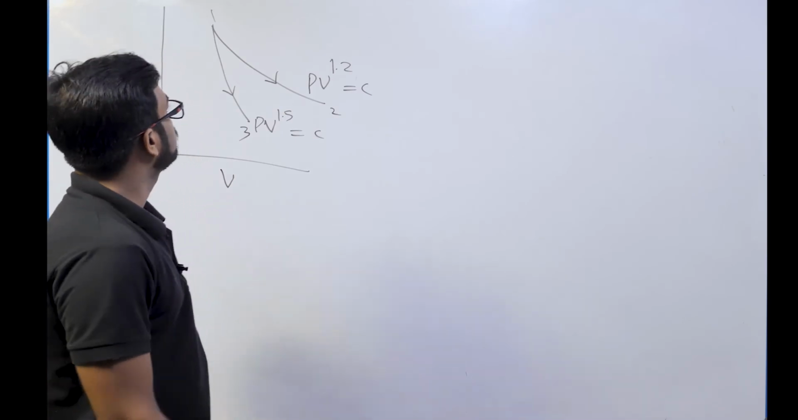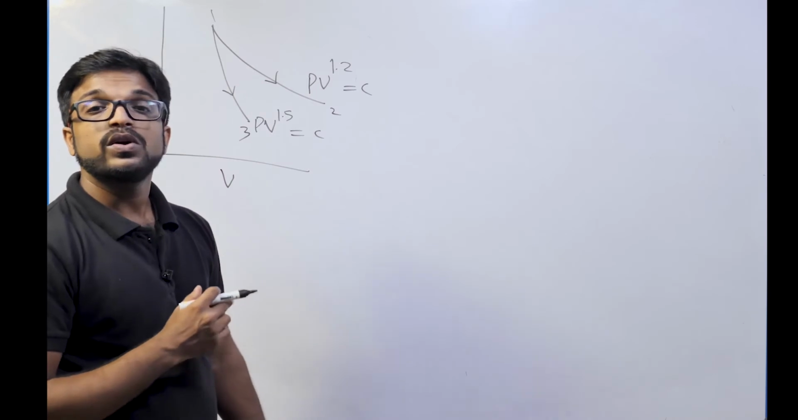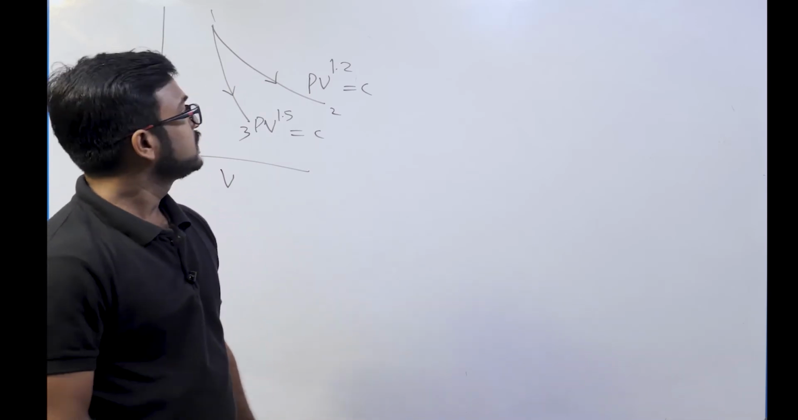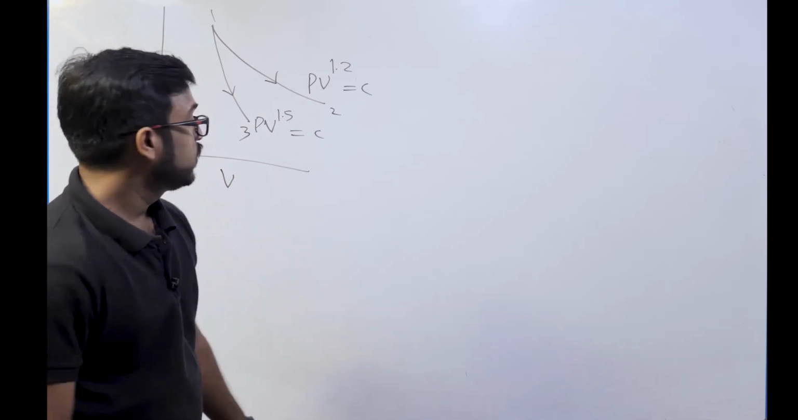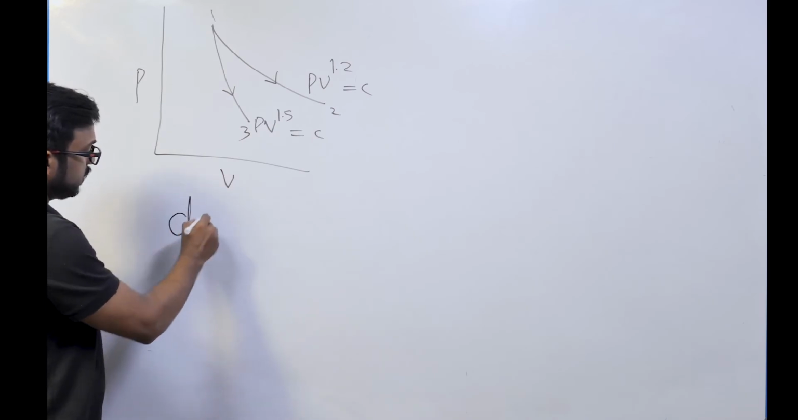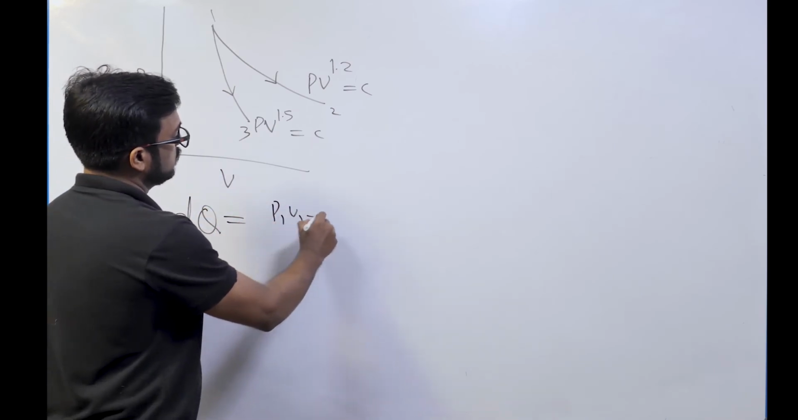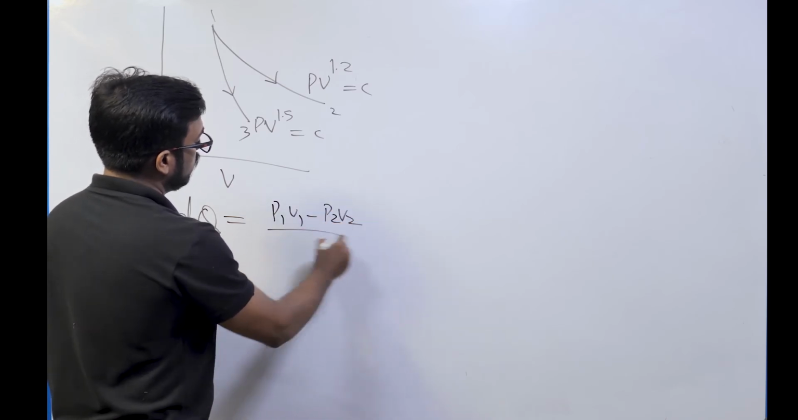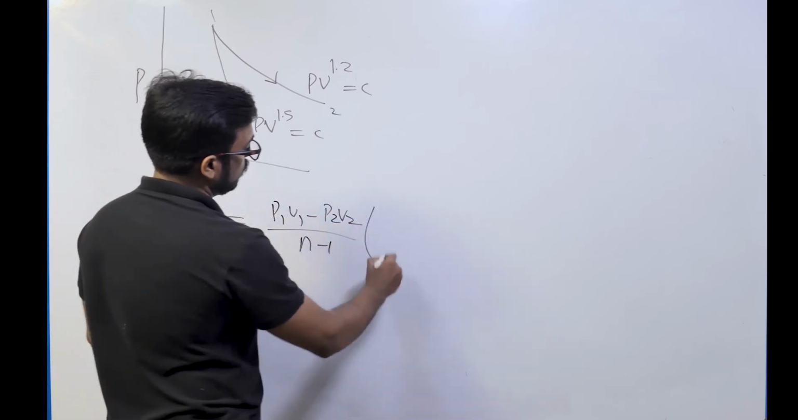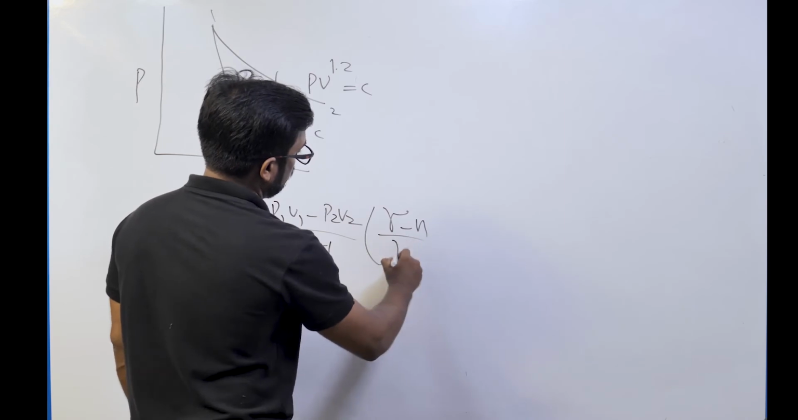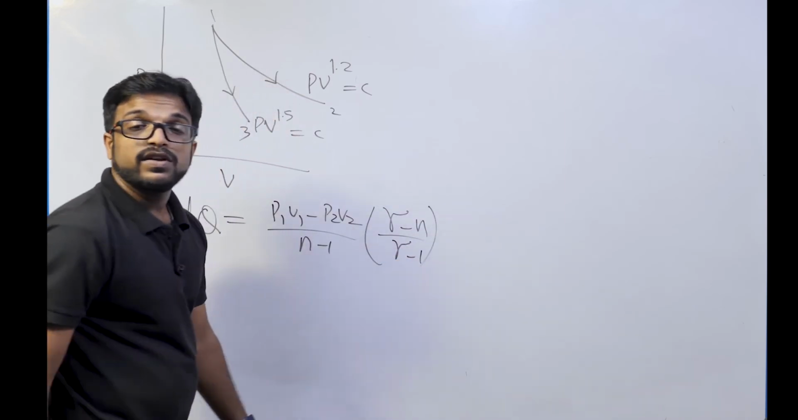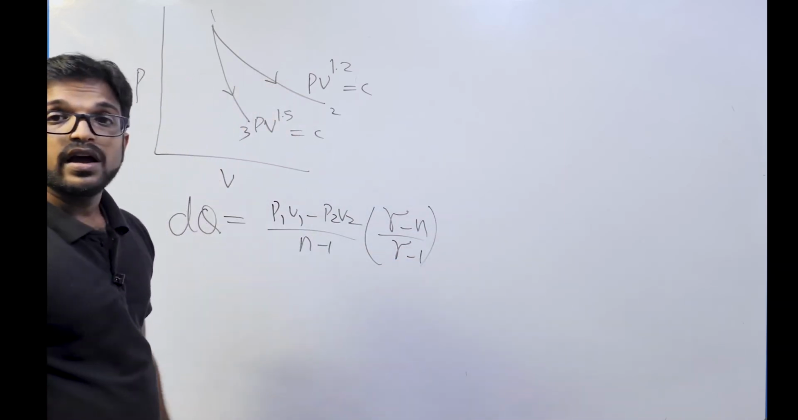For that purpose, we have to find the entropy change corresponding to each process. Since it is a polytropic process, we know that the heat transfer in a polytropic process is given by (P1 V1 minus P2 V2) divided by (n minus 1), into (gamma minus n) divided by (gamma minus 1). Why are we going for heat transfer?